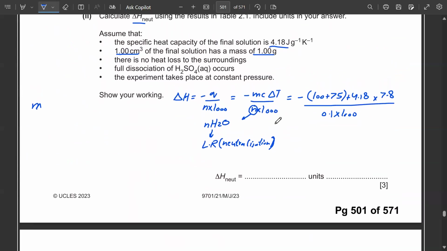Now, when you compute this value, you will get minus 57.1. So you write minus 57.1 over here. And the units: we have converted the joule into kilojoule by dividing by 1000, and moles were used, so we have kilojoule per mole.